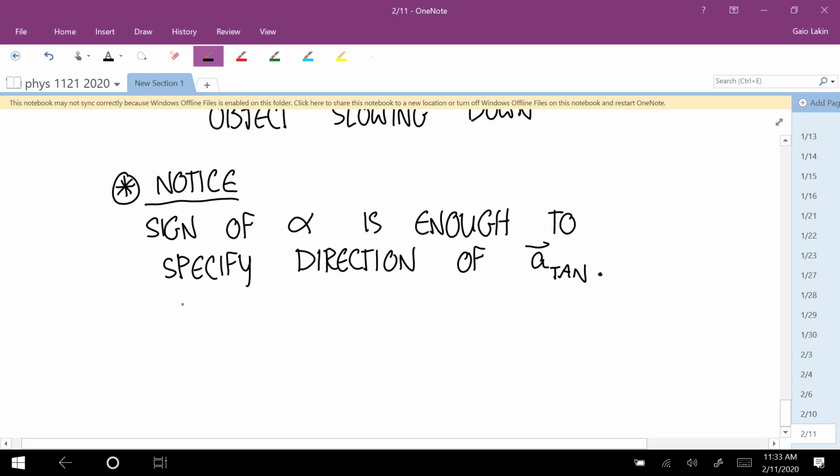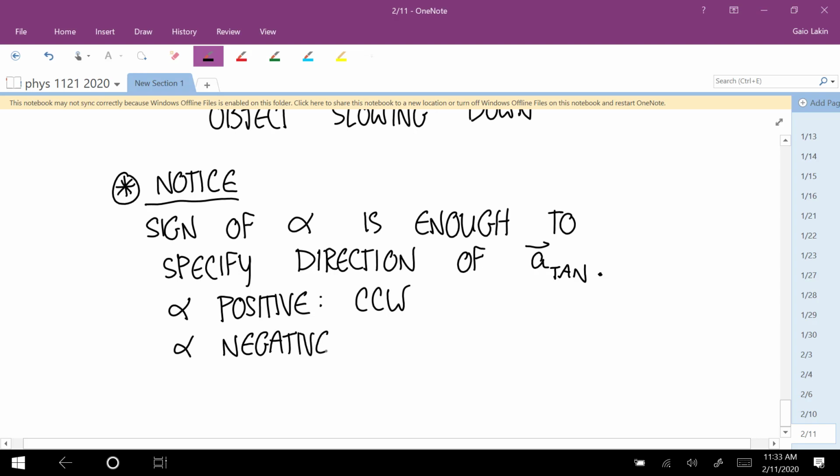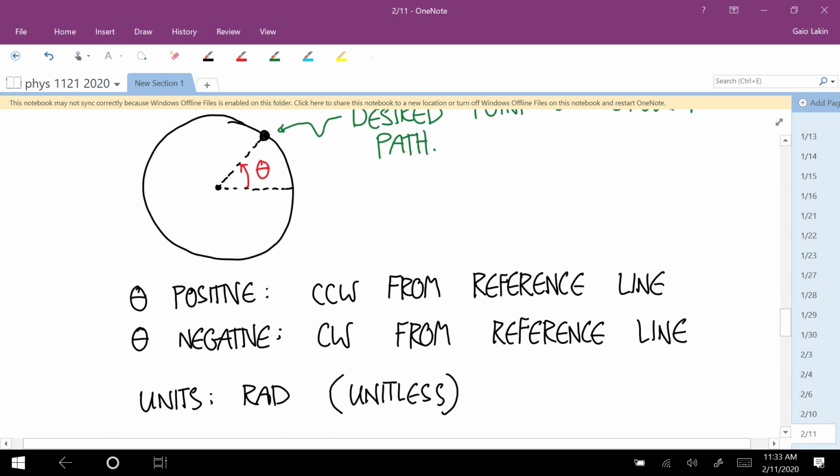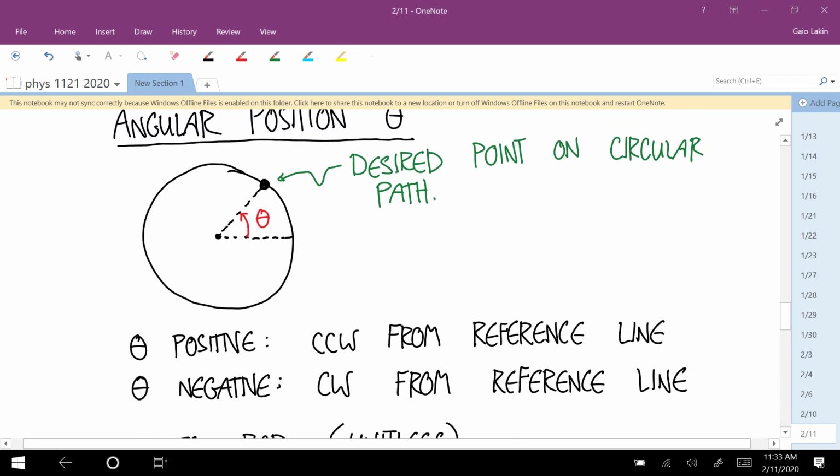So you can think of it this way: if alpha is positive, that's a counterclockwise angular acceleration, and if alpha is negative, that's clockwise. So let's look back at this picture again and say that you have a positive alpha, a positive angular acceleration. So the direction of the angular acceleration at that instant is counterclockwise.